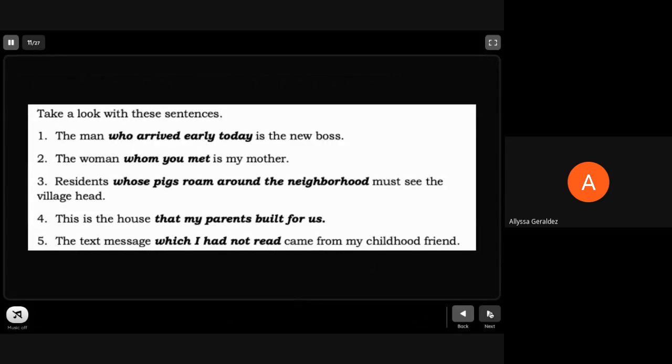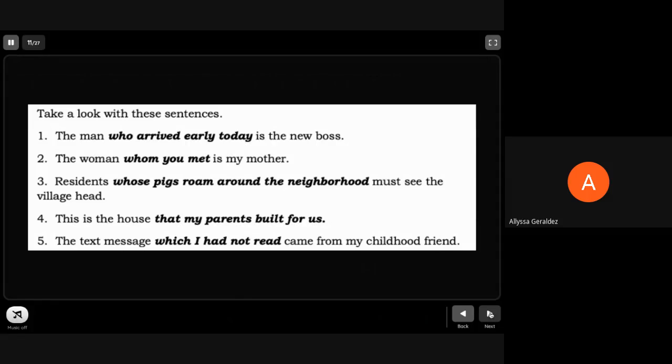Let's take a look at these sentences. The man who arrived early today is a new boss. The woman whom you met is my mother. Residents who roam around the neighborhood must see the village hint. This is the house that my parents built for us. The text message which I had not read came from my childhood friend.